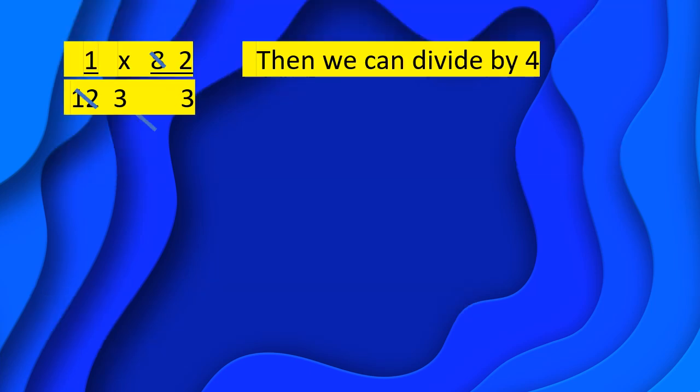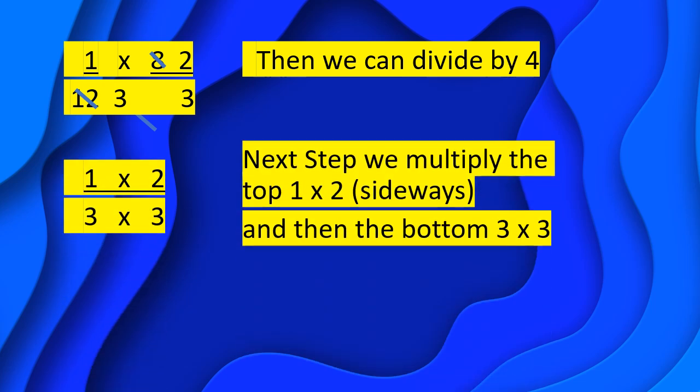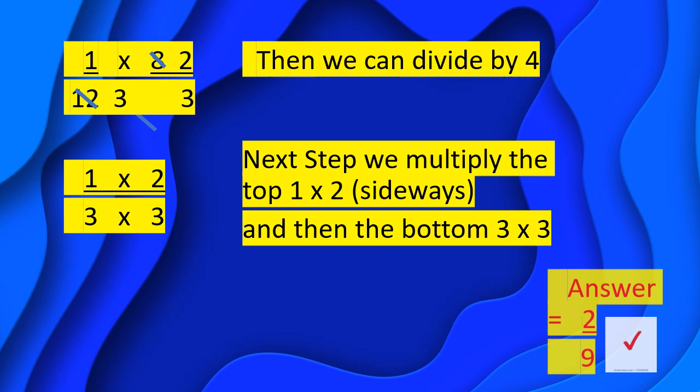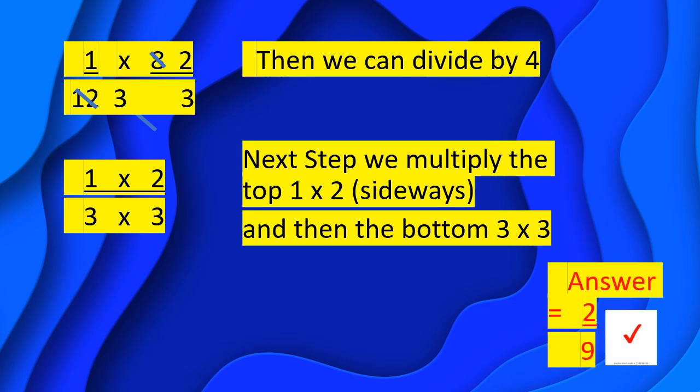And then we can divide by 4. We have 8 on the top, which we can divide by 4, which comes to 2. And we have 12 on the bottom, which we can divide by 4, which comes to 3. And then we cannot divide anymore, so we have to multiply sideways. So we have 1 by 2 on the top, 3 by 3 on the bottom. And so the answer is 2 by 9.